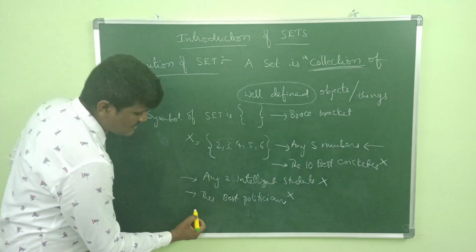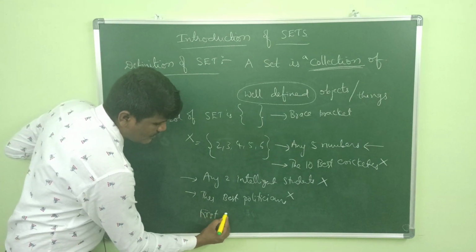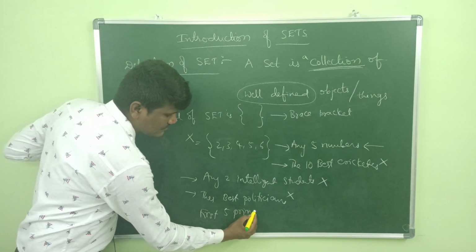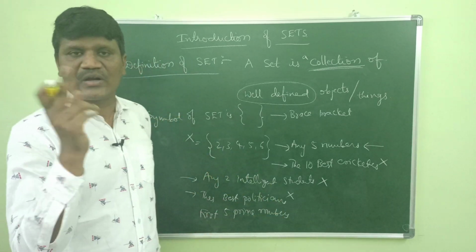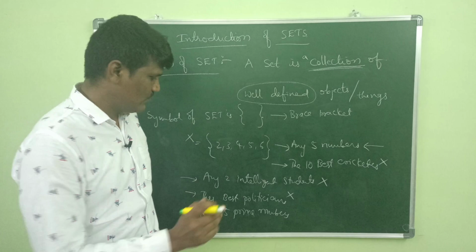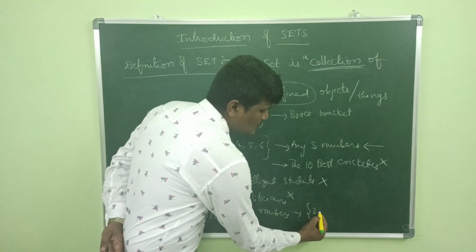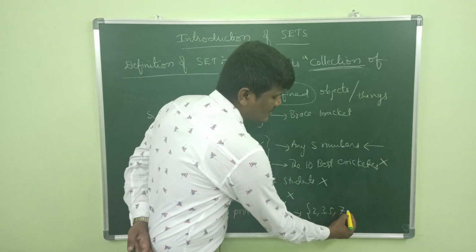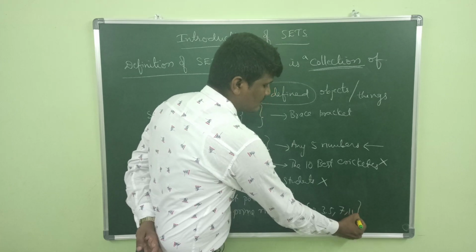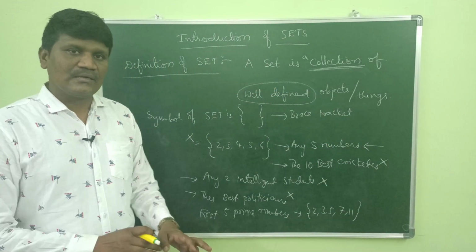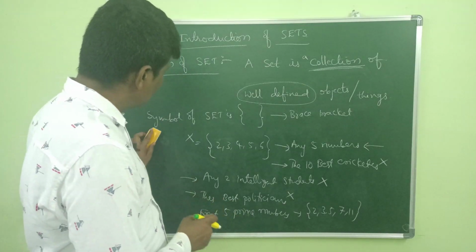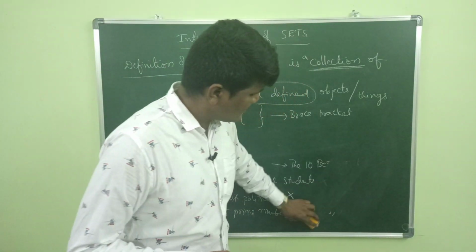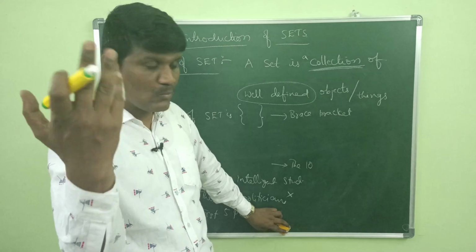Suppose I ask you to write the first 5 prime numbers. Then everyone in your class will write the same: 2, 3, 5, 7 and 11. Right? 2, 3, 5, 7, 11. So this is about being well defined. Let us take some more examples.